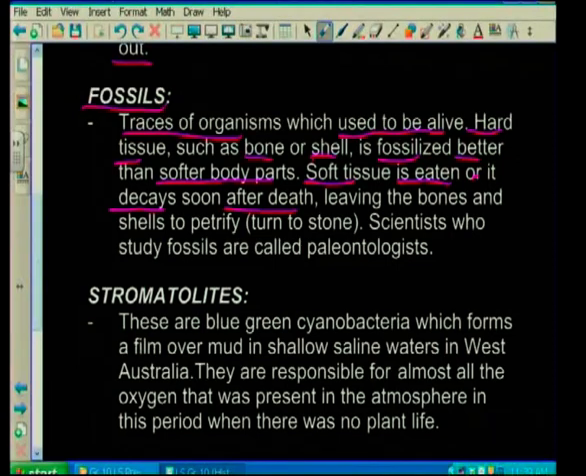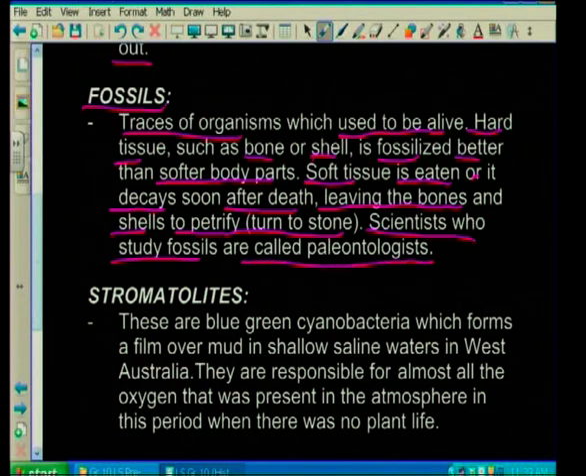We may not know of certain organisms that existed because if they were soft-bodied and they could not fossilize due to climatic conditions, they will not be recorded. So there have been gaps in the fossil record due to soft-bodied animals, but we do have imprints of soft-bodied animals that can form part of fossils, which we can look at later. Decay leaves the bones behind and the shells to petrify, turn into stones. Scientists who study fossils are called paleontologists.